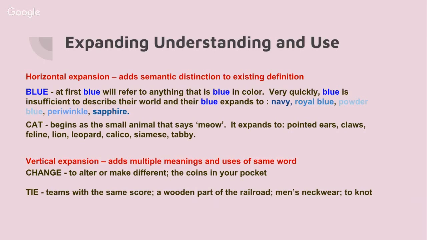Now, don't mistake vertical expansion as meaning that I use the word change in a different sentence. So for example, I changed a tire, I changed my clothes, I changed my class. None of those are vertical expansion. All you did was take the word change, meaning to alter or make different, and put it in 3 different sentences. The meaning of the word stayed the same. You made something different. So in order to have vertical expansion, you have to change the inherent meaning in the core word.